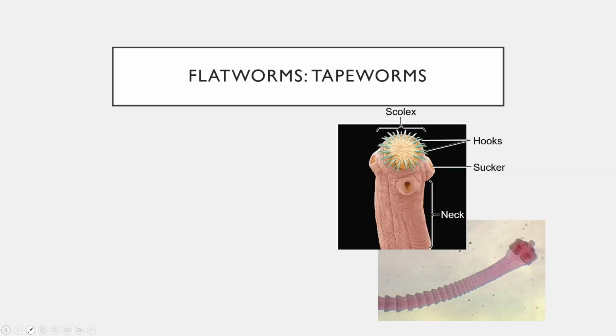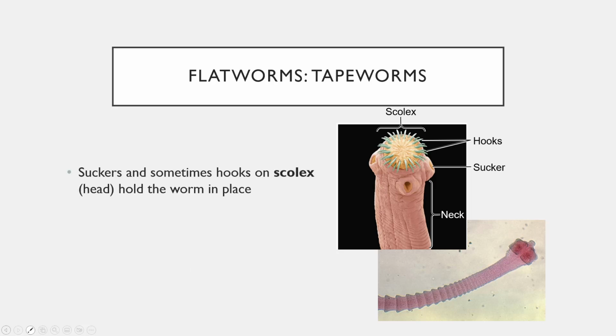Tapeworms, on the other hand, which are the other type of flatworm, exhibit suckers and sometimes hooks attached to what is called their scolex. The scolex is what we refer to as the head end of the worm, and the hooks and the suckers both serve to hold it in place within its host organism. They can vary in length from 1 millimeter to 10 meters total.